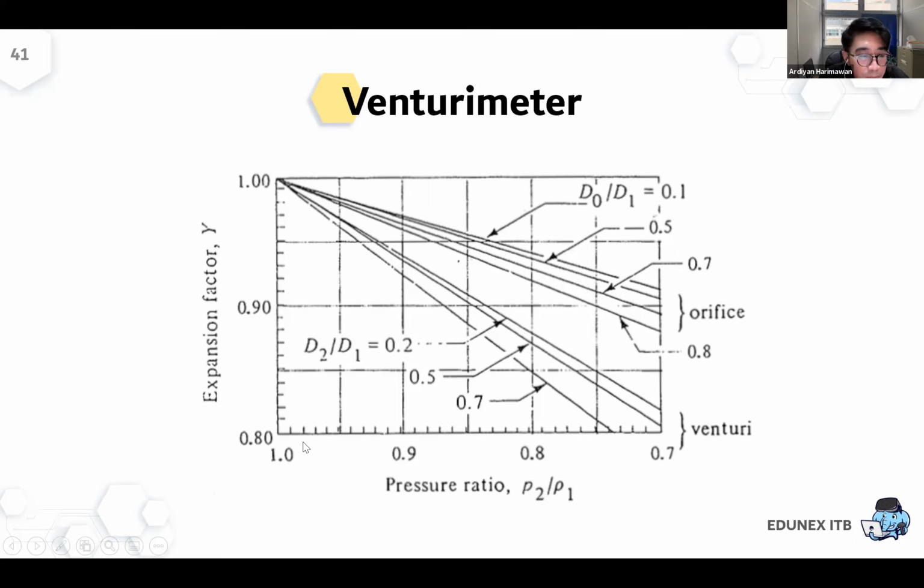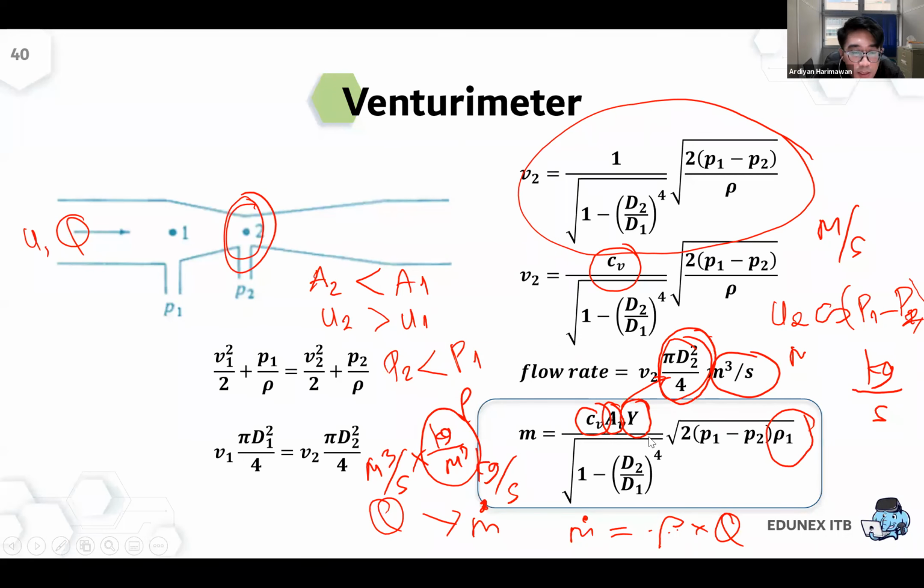Please pay attention. For the y-axis, it is increasing, right? So the maximum value will be 1. But for x-axis, it is decreasing. So it means if you have a lower pressure at the outlet, it goes to the right. Ya, perhatikan angkanya ya. Ini ke atas makin besar, tapi ke kanan makin kecil. Then after you calculate the pressure ratio, you choose based on your orifice or venturi how much the diameter ratio is. Then you can get the expansion factor, then you can use it in this calculation.